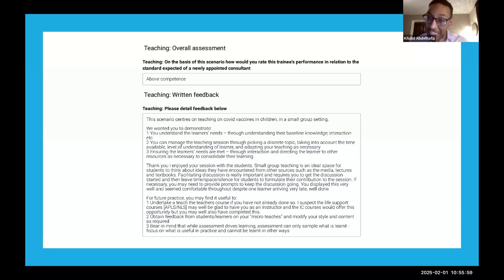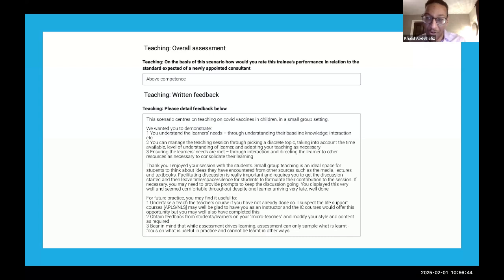That you understand the learner's needs, right? So that's why checking prior knowledge is really important. Number two is that you can manage the teaching, right? By focusing on a specific topic or a specific point, and taking into account the time available and the level of understanding of the learner. So this is exactly what we did today. Just stick to very basic 2 or 3 points and just stick to it. And this is what you'll be marked for. And the last one is ensuring the learner's needs are met.